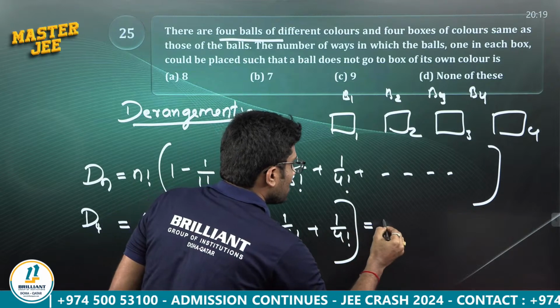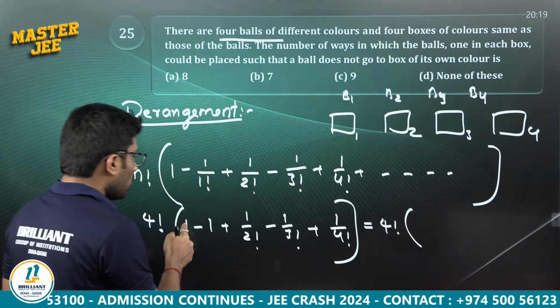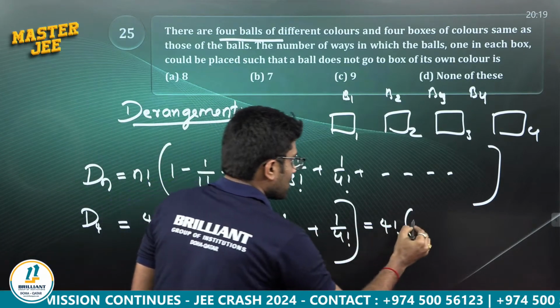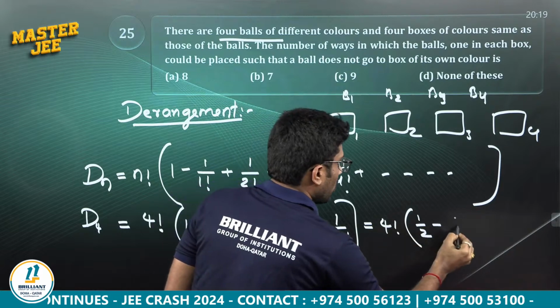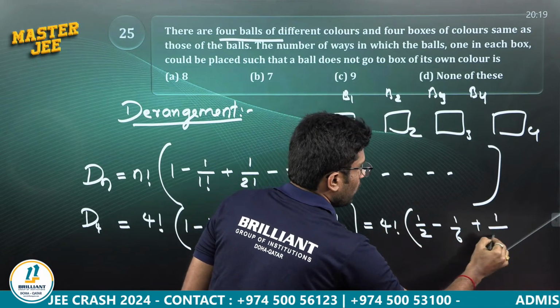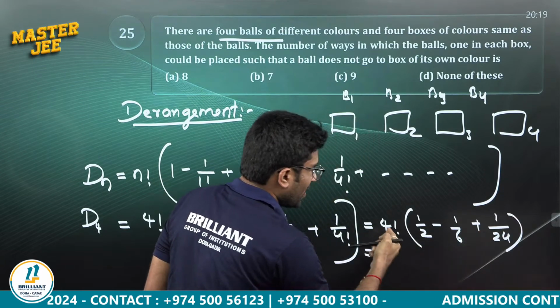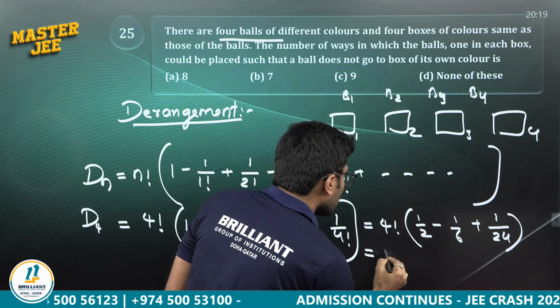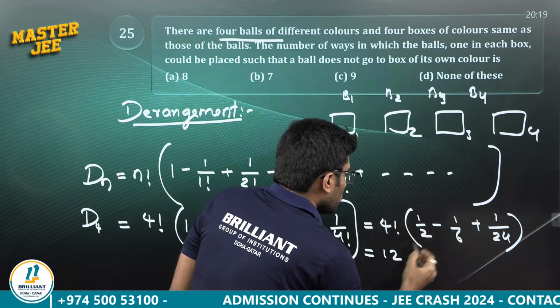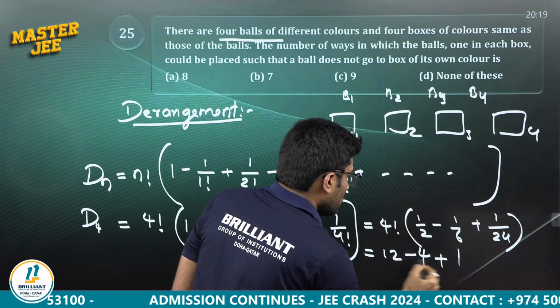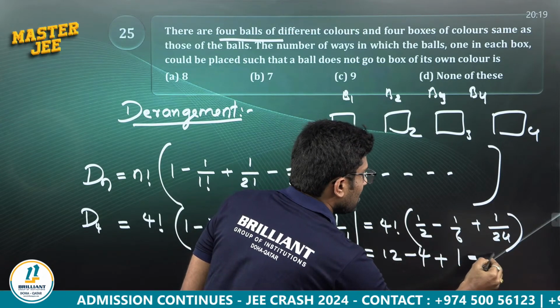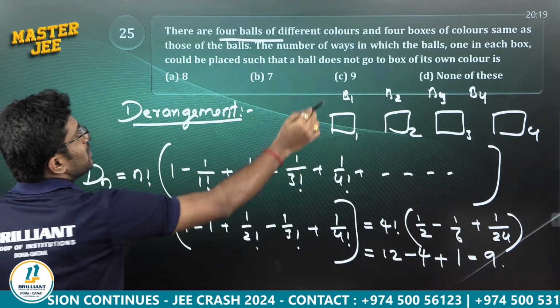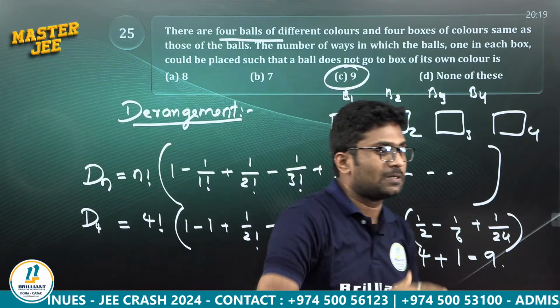Now that becomes 4 factorial times (1 minus 1 plus 1 by 2 minus 1 by 6 plus 1 by 24). 4 factorial is 24. 24 into 1 by 2 is 12. So 24 minus 24 plus 12 minus 4 plus 1: 12 plus 1 is 13, 13 minus 4 is equal to 9. This is our final answer, option C.